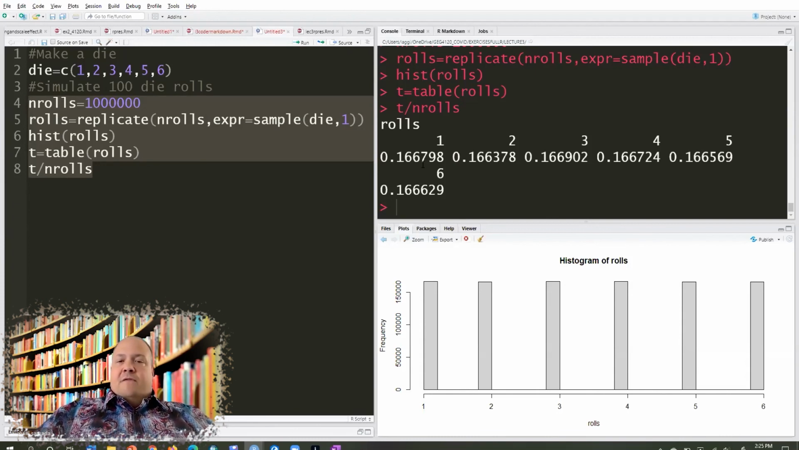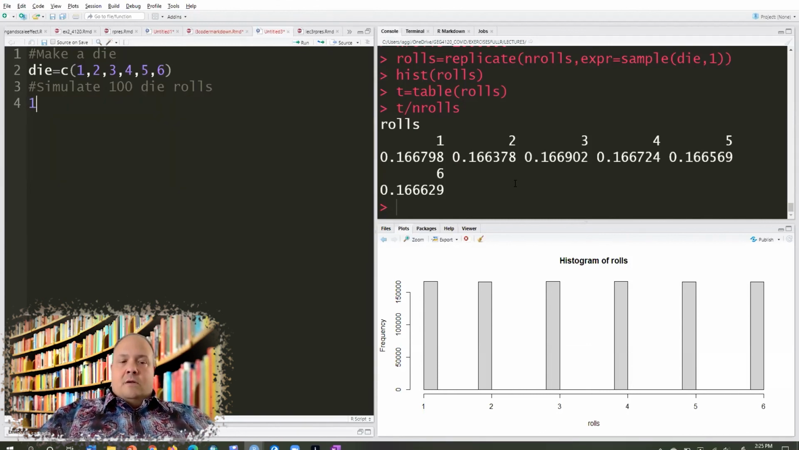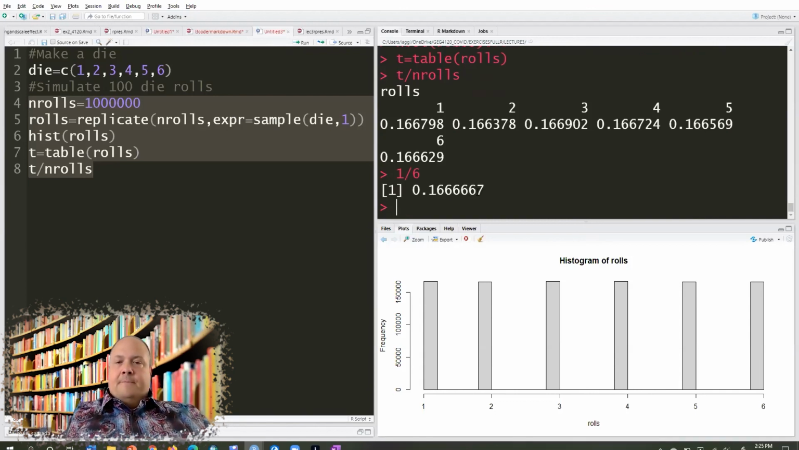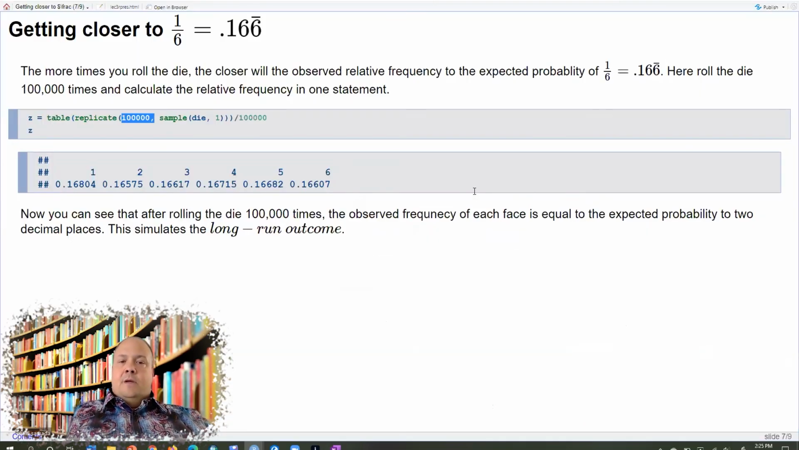By doing an infinite number of rolls, we would have 0.166666 to infinity, the exact probability of 1 divided by 6. After an infinite number of rolls, we would have this going on to infinity, and it would be an exact prediction. And that's called the long run outcome.